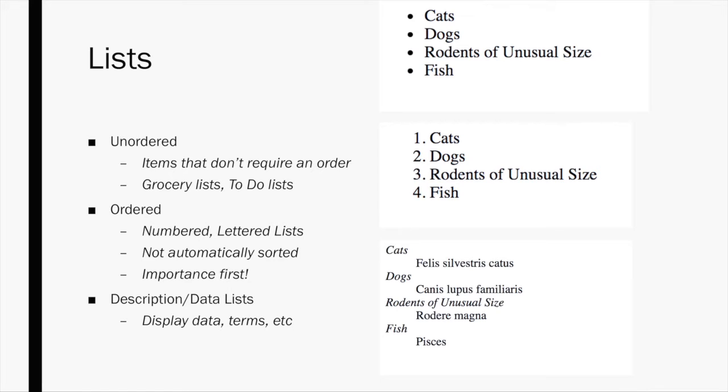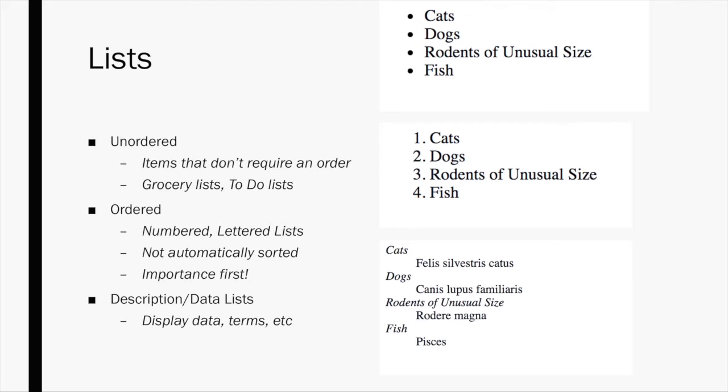You have the unordered list, things that don't require a specific order such as a grocery list, to-dos, or anything else that just needs a little check mark next to it. You have ordered lists. These are numbered or lettered lists. We'll get to that in just a minute. These are not automatically sorted. I want to make that clear.